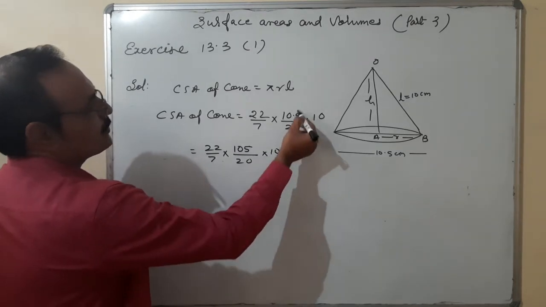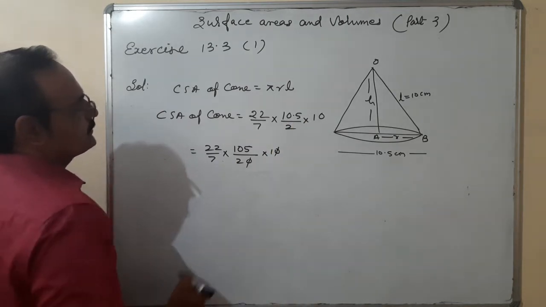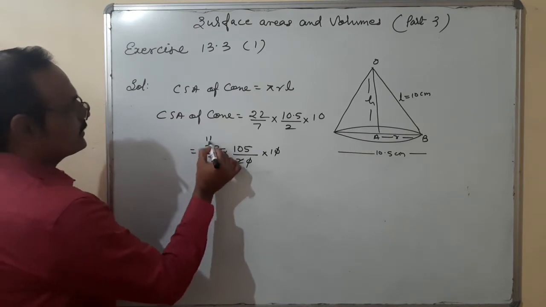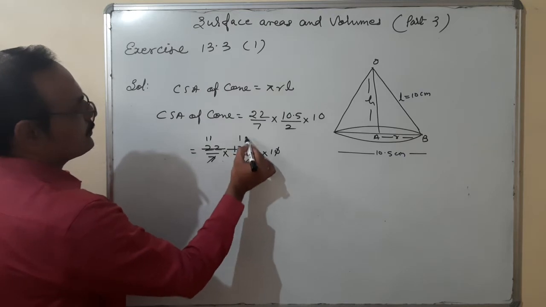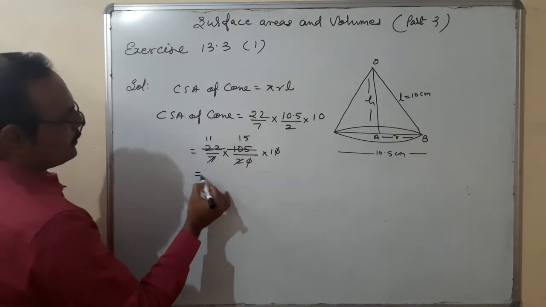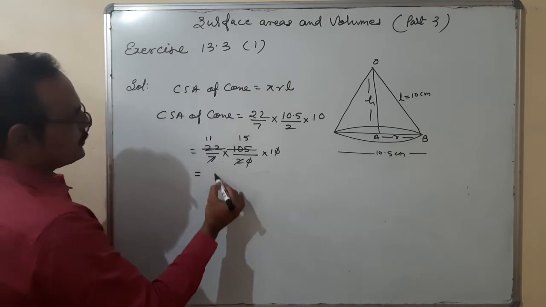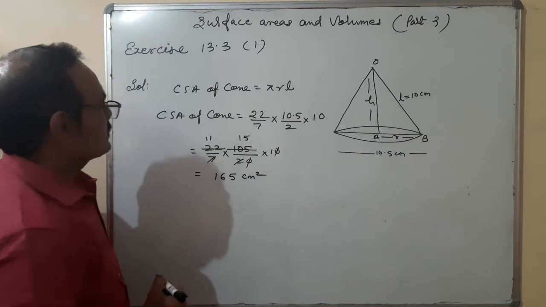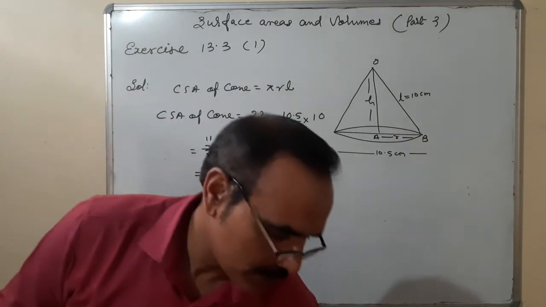What I have done here, you remove the decimal from here. 10 is coming here. 0 cancels. And now you can see that this 2 is cancelled by 22 to 11. 7 1 just 7. 3 7 5 just 35. So 15 multiplied by 11, 150 and 165 centimeter square. So the curved surface area of cone is equal to 165 centimeter square. So question number 1.